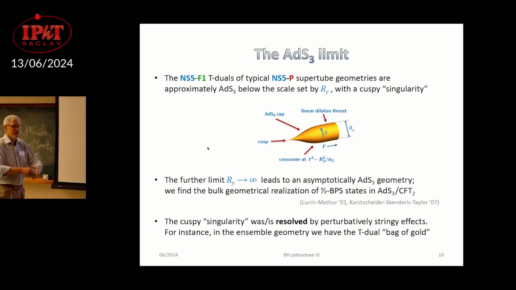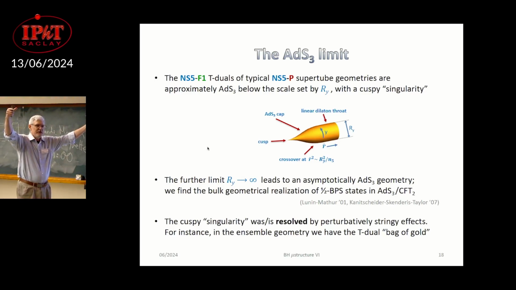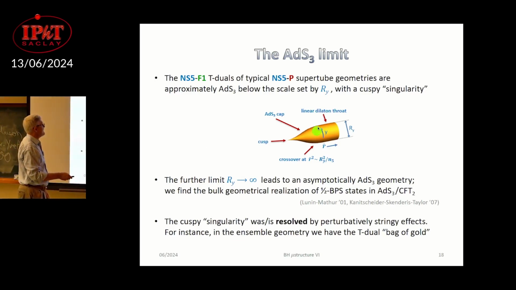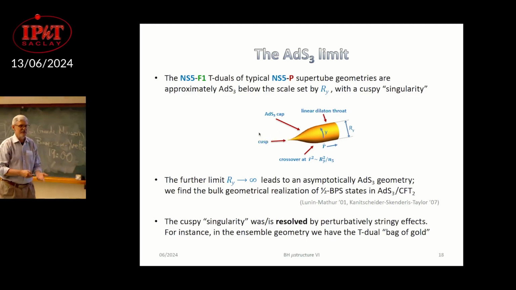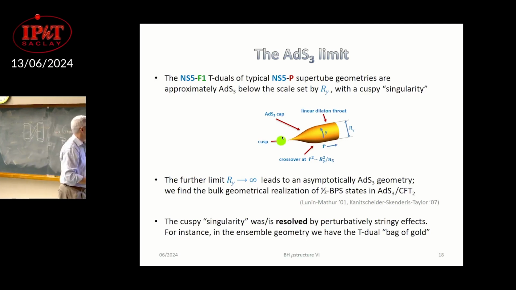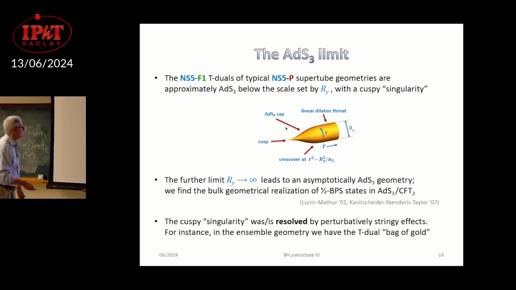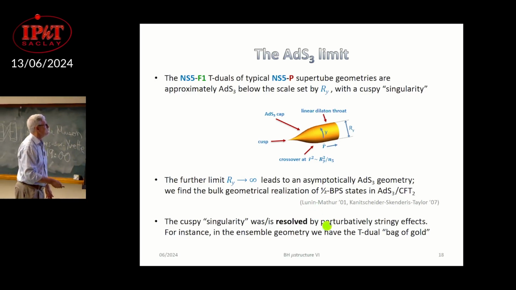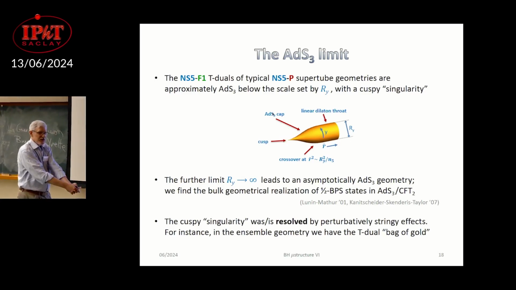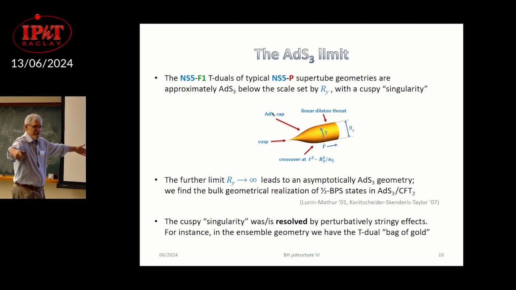Because the Y circle was getting big in the original NS5P frame near the source, it's now getting very tiny as you get close to the source in this frame. And so there's a kind of a cusp in the geometry, which again is not very reliable in supergravity because the curvatures are really large here. Okay, and so this cuspy singularity is resolved by the fact that perturbatively, you should really be thinking about what's going on near this source. The T-dual Y circle is getting very small, so you should really look at it in the original NS5P frame where it's big and puffy.